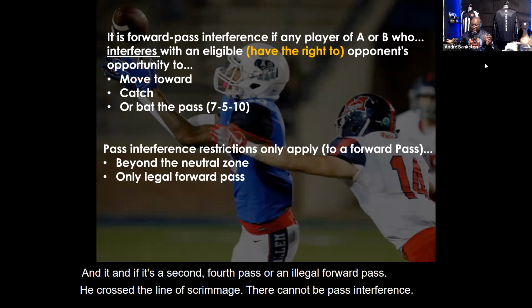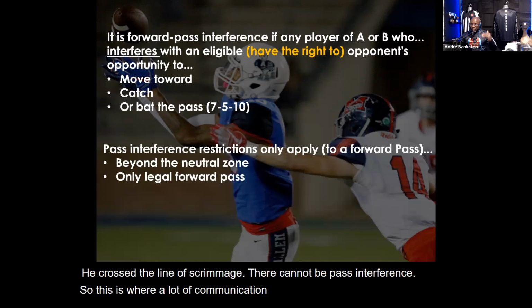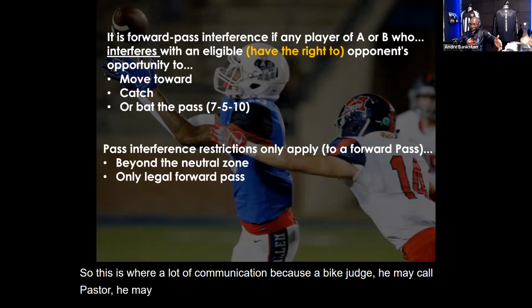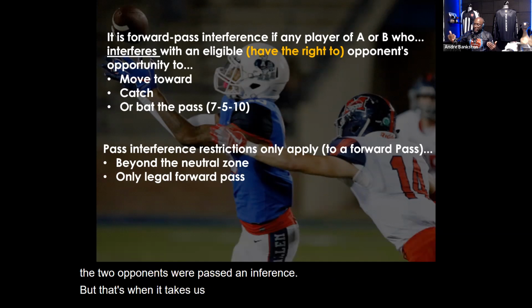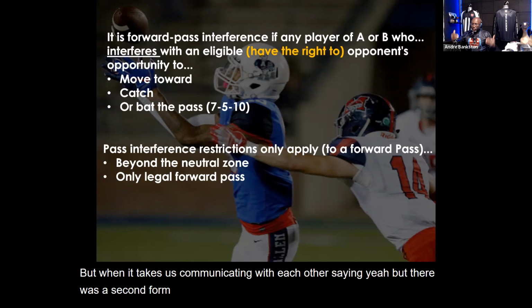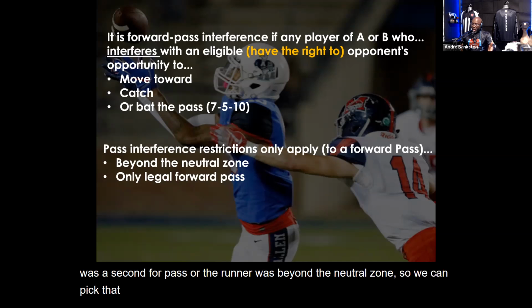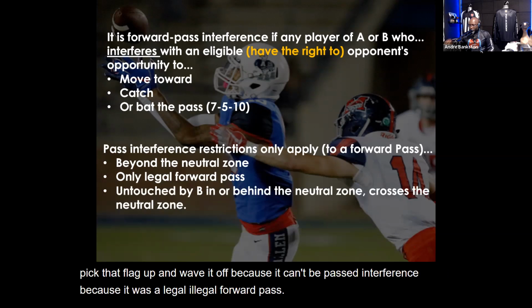So this is where a lot of communication comes in, because a back judge may call a pass interference foul because what happened between the two opponents looked like pass interference. But that's when it takes us communicating with each other, saying, "Yeah, but it was a second forward pass," or the runner was beyond the neutral zone. So we can pick that flag up and wave it off because it can't be pass interference; it was an illegal forward pass.